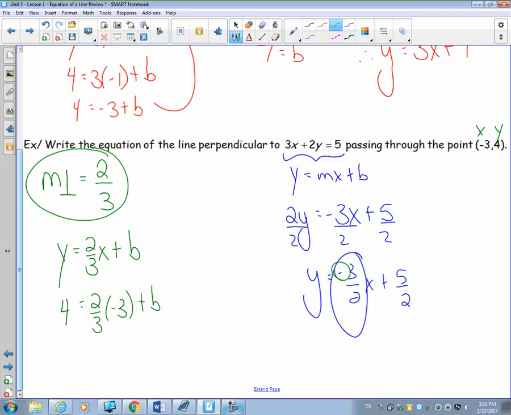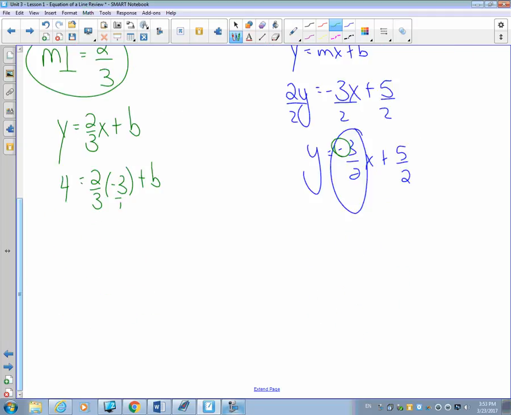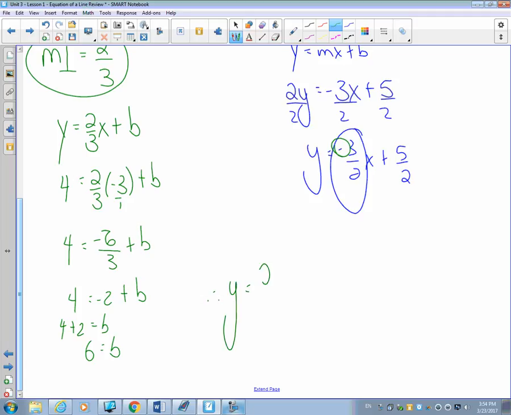So you can use your calculator, use your fraction button, or fractions go straight across, and we'll get negative 6 over 3, and negative 6 over 3 is just negative 2. So we can solve this. 4 plus 2 is b, so 6 is b, and now we have our equation. y equals 2/3 x plus 6. Okay, so we're looking at some relationships here, but we're also solving things in this one. So you've got both things going on in this question.